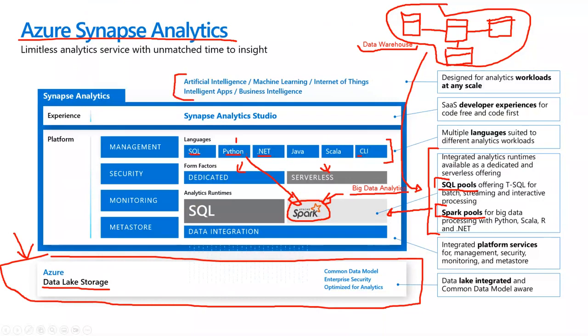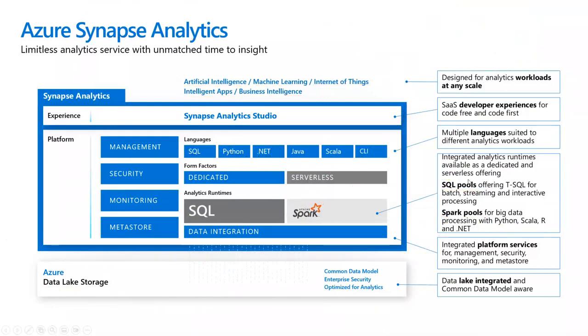All those capabilities that you can see here, artificial intelligence, machine learning, Internet of Things, intelligent apps, business intelligence, are the things that you're actually going to be using within Azure Synapse. That's why Azure Synapse provides you a solution for data warehousing and mainly big data analytics.